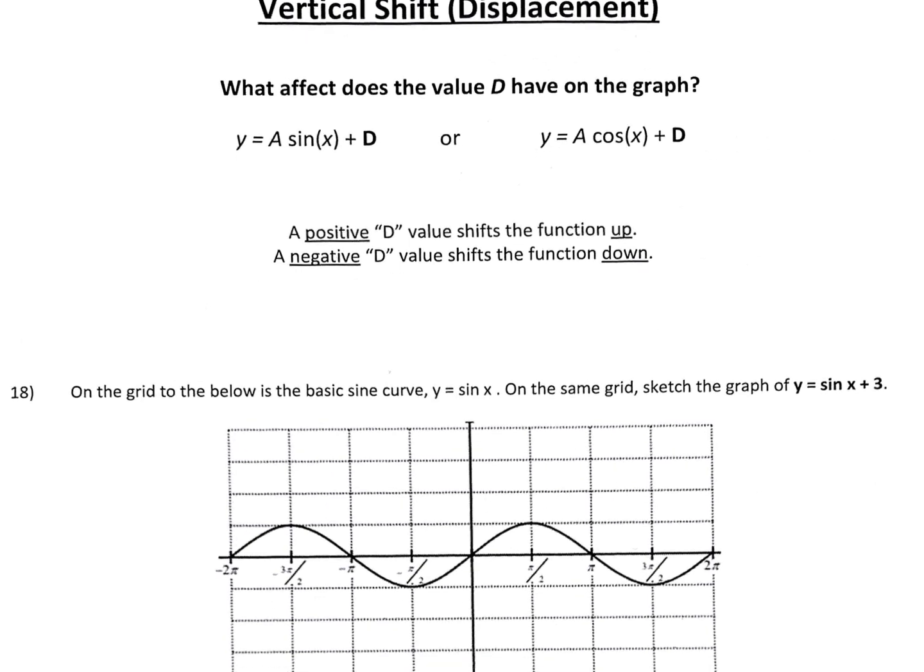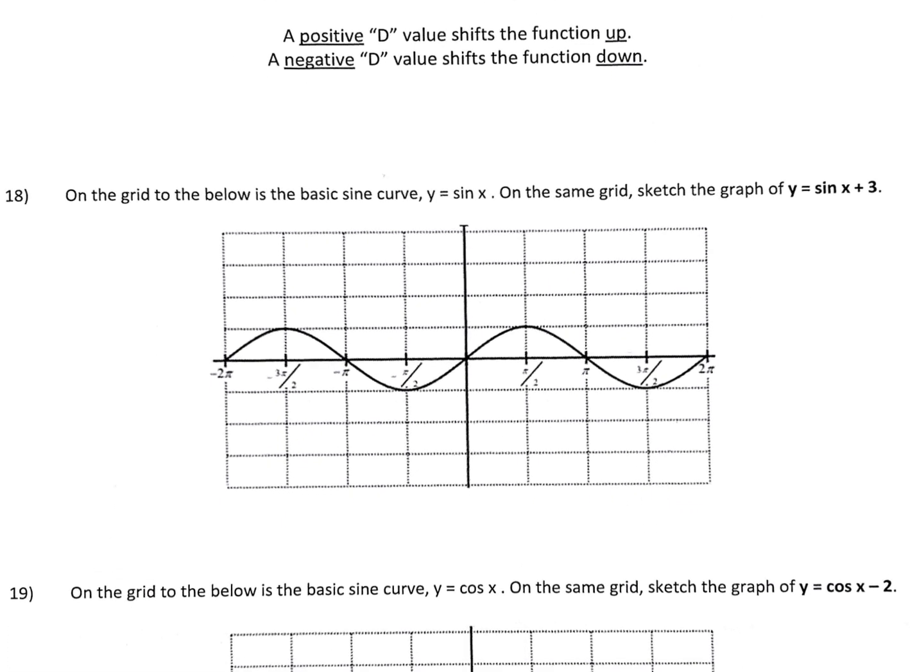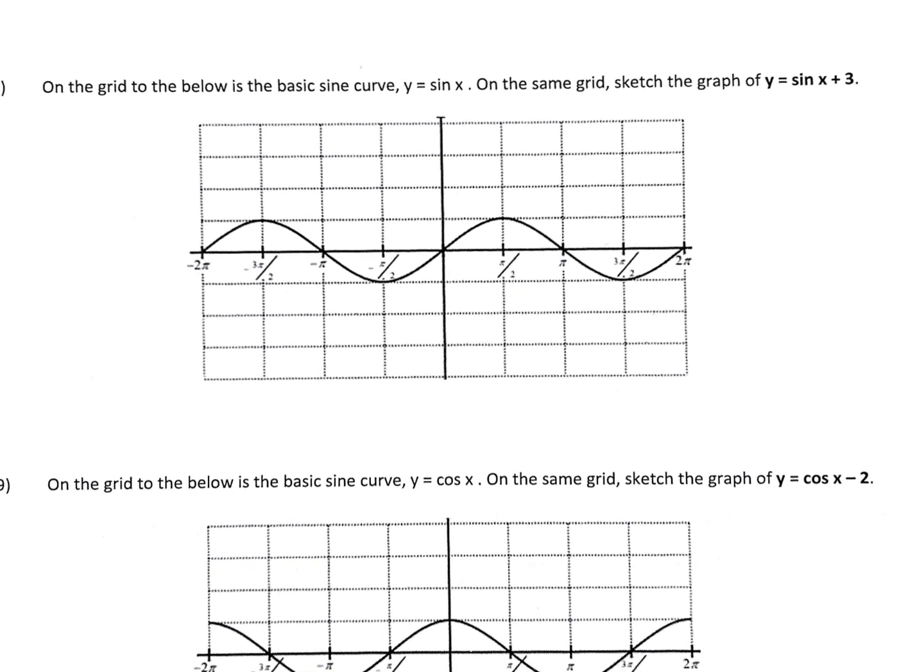All right, so let's take a look at example 18. It says, on the grid below is the basic sine curve, y equals sine of x. So we could see this is our basic sine curve. On the same grid, sketch the graph of y equals sine of x plus 3. Okay, so all that's going to happen is it's going to be this curve right here, but shifted up 3 units. All right, so let's just take all our points and shift them up 3 units.